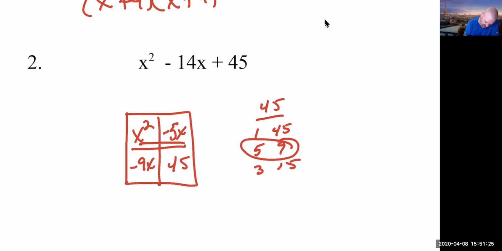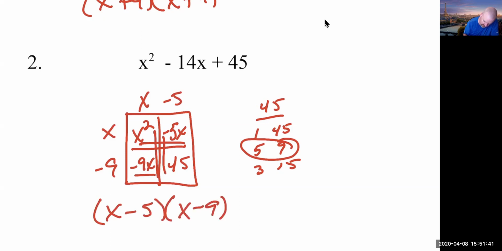x squared and negative 5x is x. Negative 9x and 45 is negative 9. Because remember, it's negative 9's first. You take it. x squared and negative 9x is x. Negative 5x and negative 45 is negative 5. So we end up with x minus 5 and x minus 9.